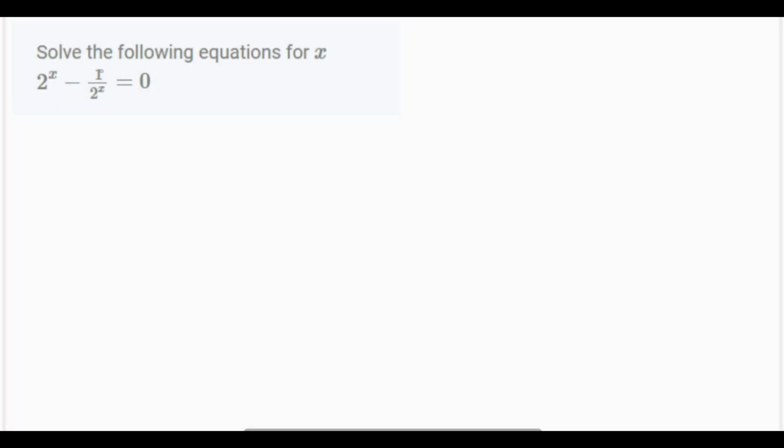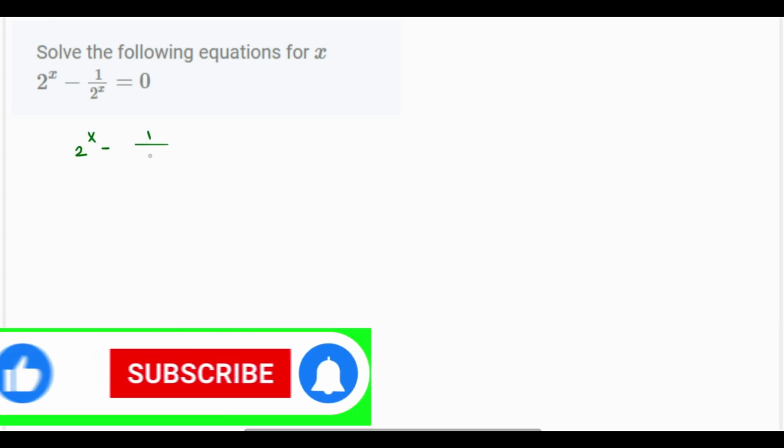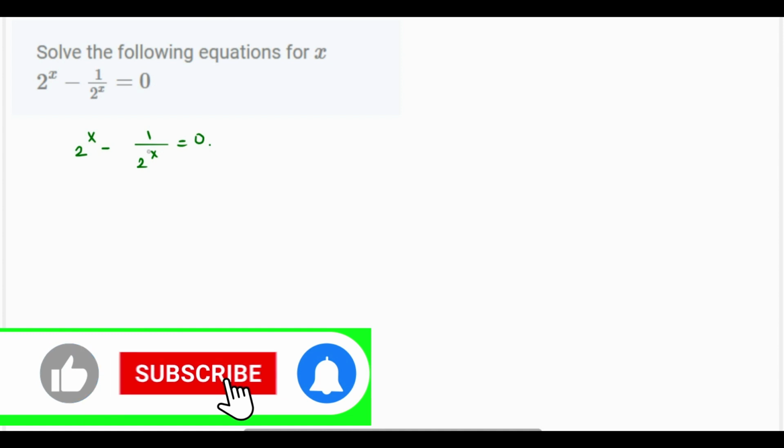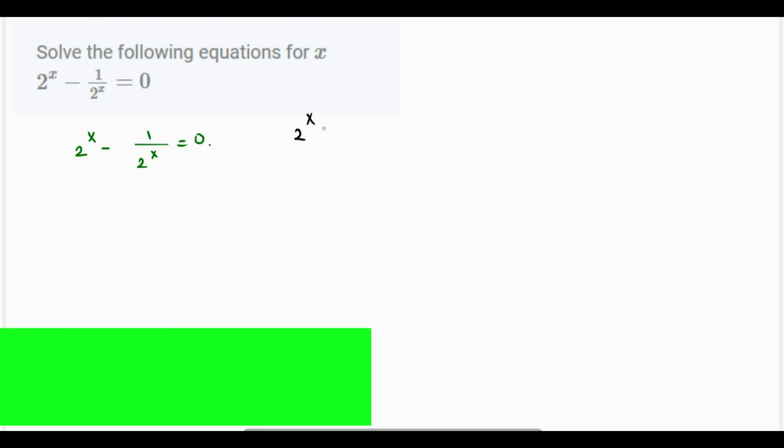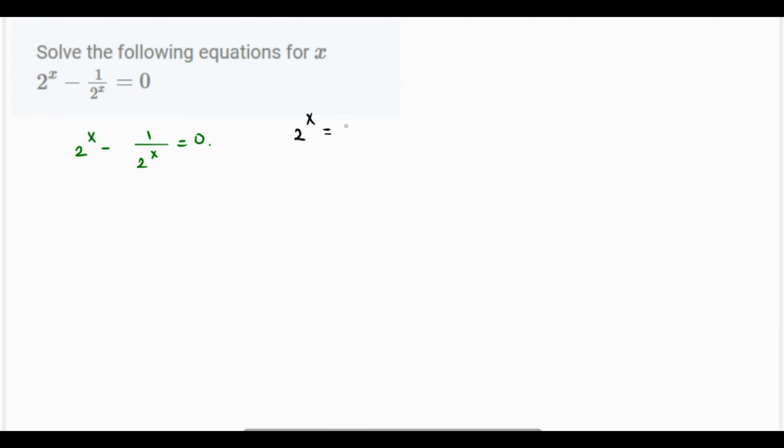In this question, we have to solve this particular equation for x. So we have 2 raised to x minus 1 over 2 raised to x is equal to 0. Since 2 raised to x is an expression which is appearing everywhere, let's replace 2 raised to x by another variable, let's call it y.